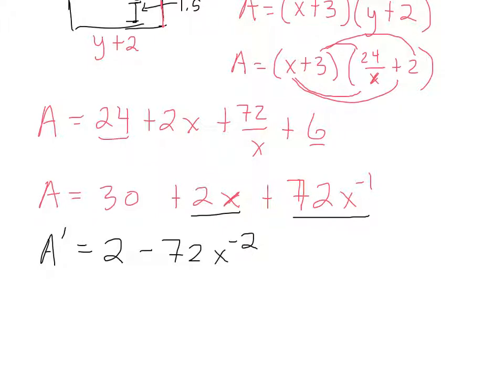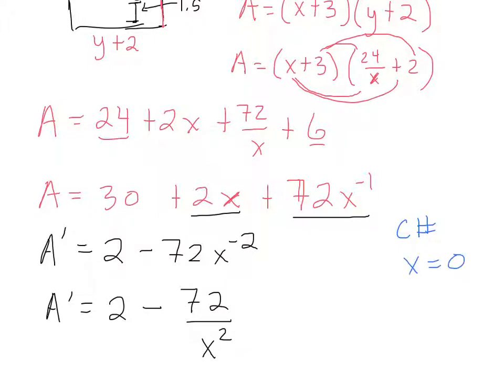I'm going to rewrite my derivative as a prime equals 2 minus 72 over x squared. Okay, and now I need to minimize it. Now, you can immediately see that 0 will make your derivative undefined. So 0 is going to be a critical number. So my first critical number is x equals 0. And now I want to take this function right here and I want to set it equal to 0, right?